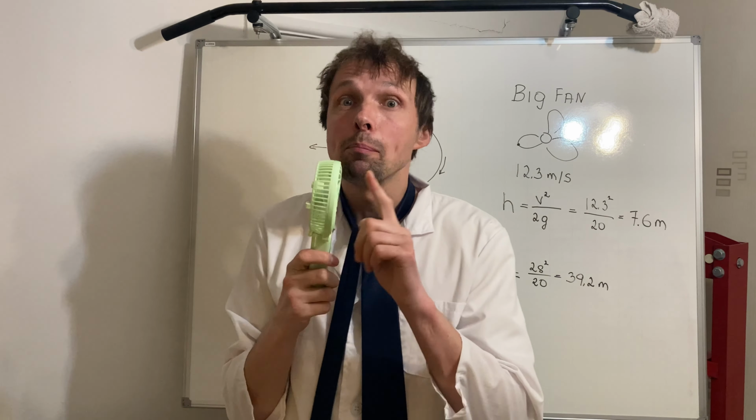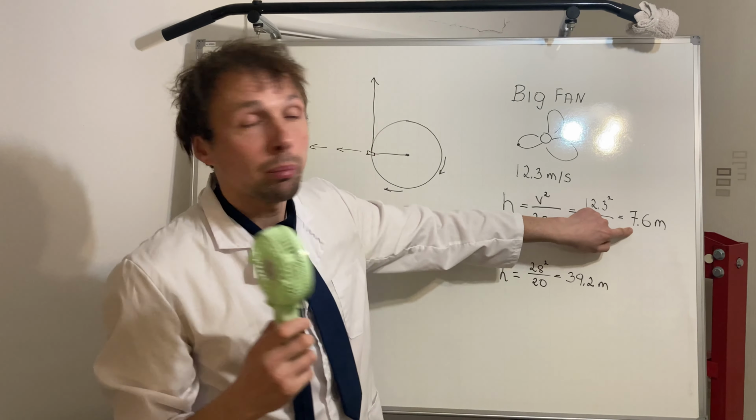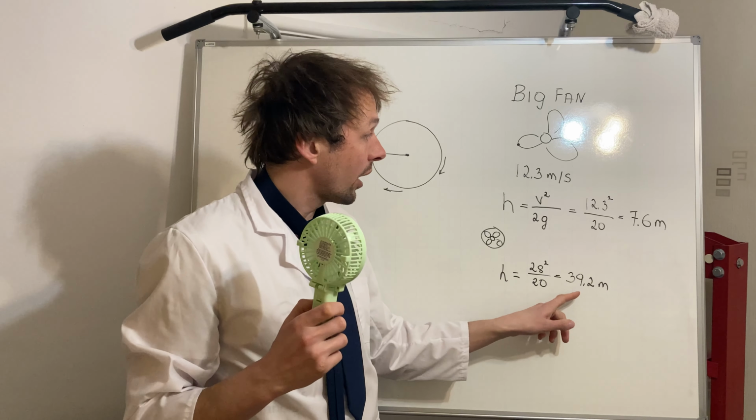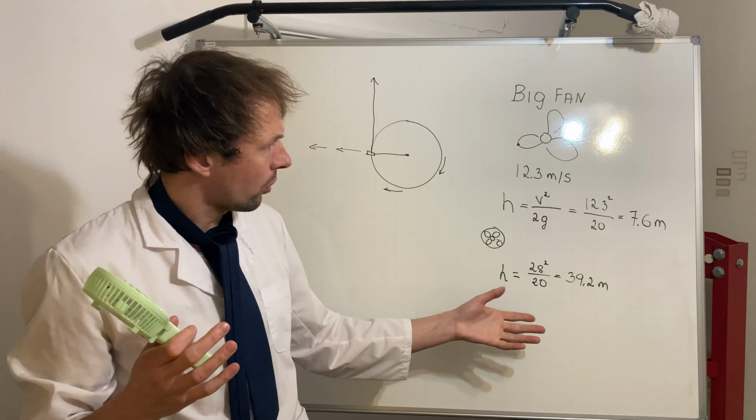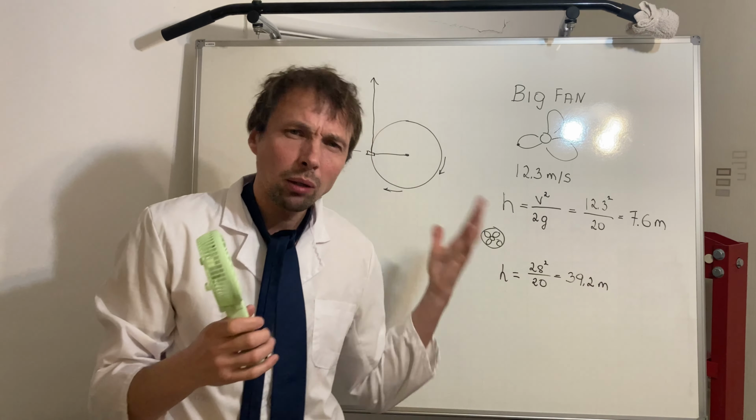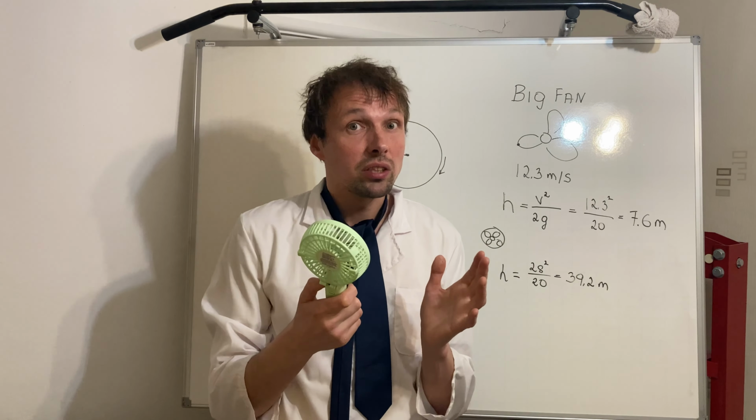So even though this fan is much smaller, because it is spinning at much higher speed, the peg is gonna fly much higher. Instead of 7.6 meters, it will fly all the way to 39.2 meters. So that is like, I don't know, five times higher, which is impressive.